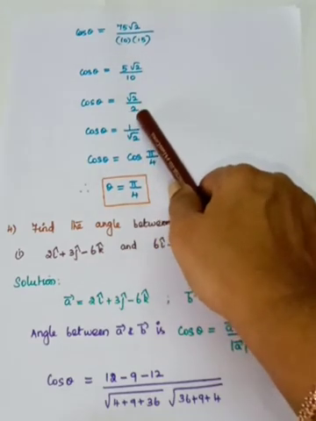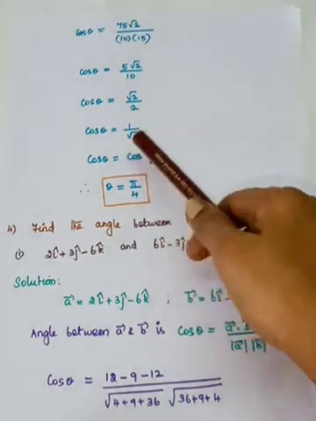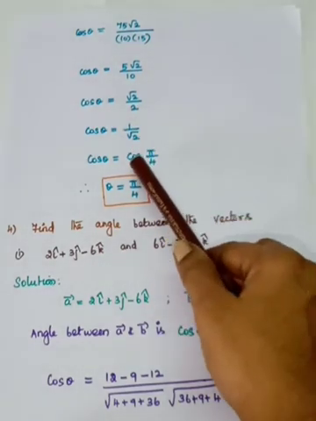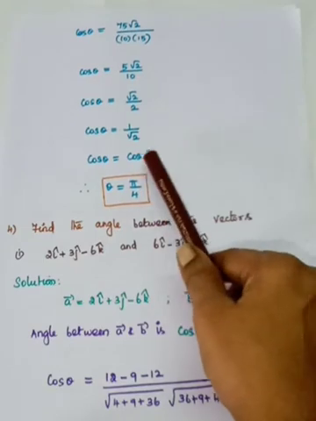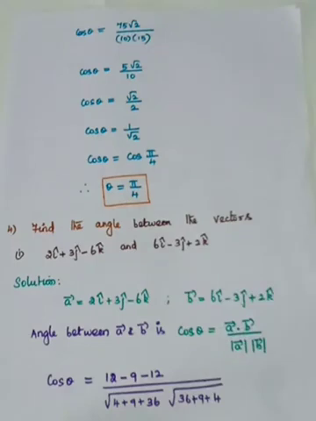This 2 can be written as root 2 into root 2. So one root 2 gets cancelled, and you are having 1 by root 2. 1 by root 2 is cos 45 degree, so cos pi by 4. So when you equate, your theta is equal to 45 degree. Therefore the angle between a vector and b vector is 45 degree.